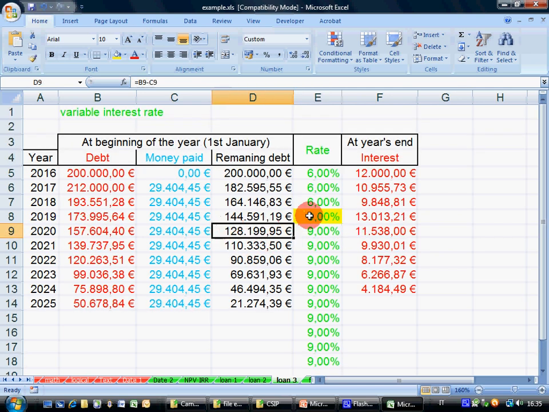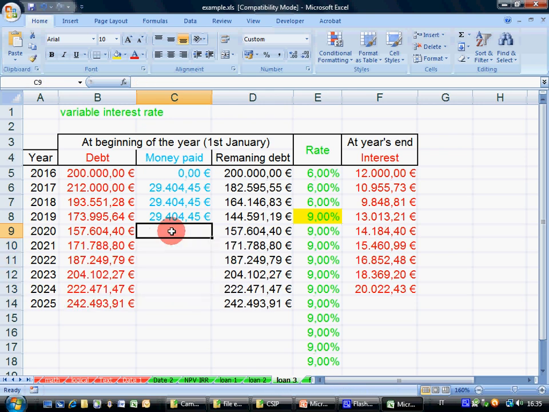Okay. Now what happens? Well, you have already paid in 2019 your 29,444.45, and that's okay. So this has been already paid and nothing can be done about it. But the bank will change this value here. How much will it be?